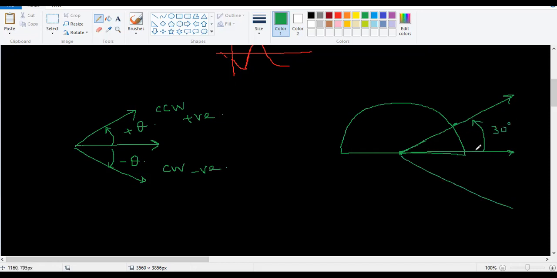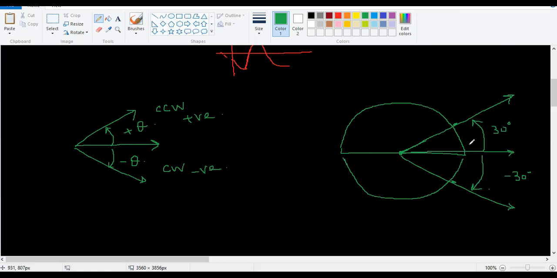Because for 30 degrees, the convention is that we take this side. If I had said minus 30, then you should have rotated the protractor like this, and then you should have taken the arrow here, and then you should have taken this. Does that make sense? Yes, sir. That's what I said.